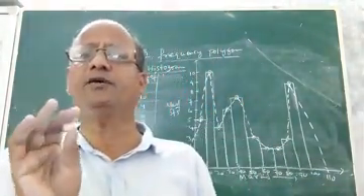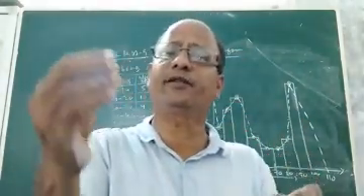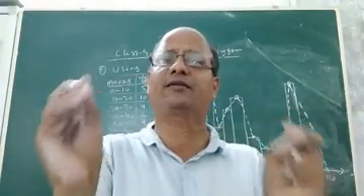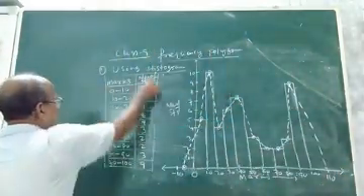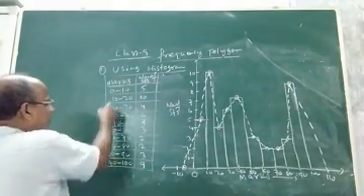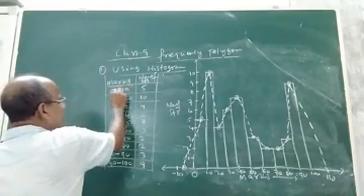Children, in frequency polygon what we do? Suppose you are given a frequency distribution. I am going to explain you with the help of an example so that you will understand the concept better. Suppose you are given a frequency distribution like this. You see the marks obtained, 0 to 10 marks.